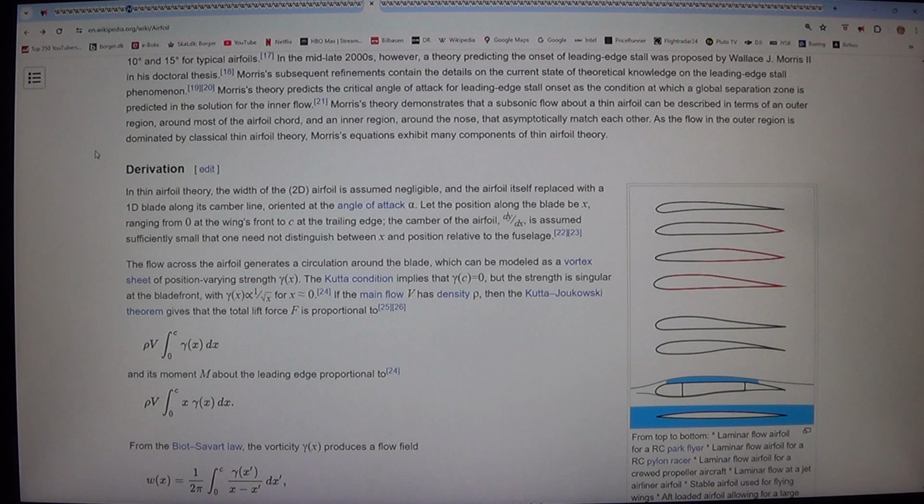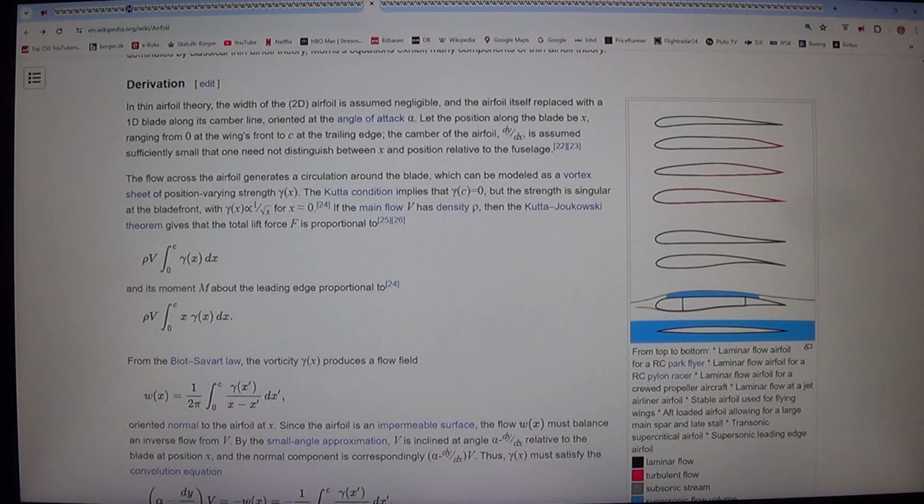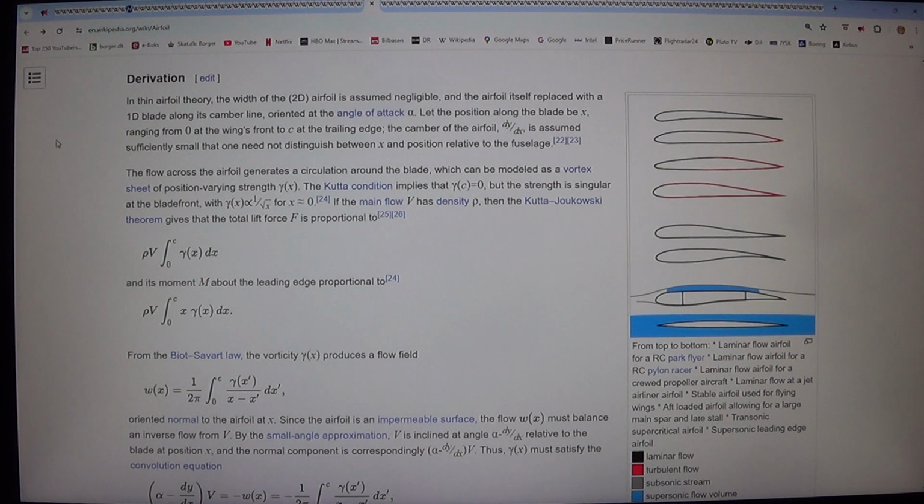In thin airfoil theory, the width of the 2D airfoil is assumed negligible, and the airfoil itself replaced with a 1D blade along its camber line, oriented at the angle of attack alpha. Let the position along the blade be x, ranging from 0 at the wing's front to c at the trailing edge. The camber of the airfoil, dy/dx, is assumed sufficiently small that one need not distinguish between x and position relative to the fuselage.